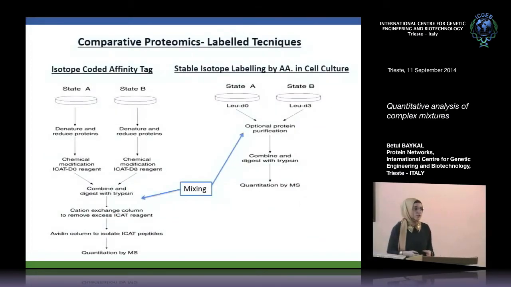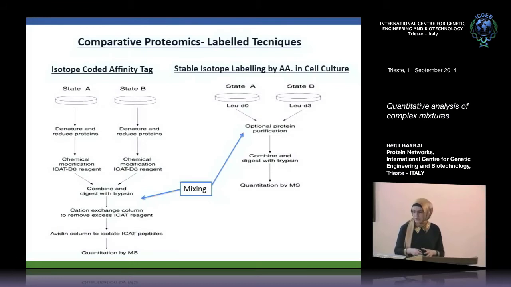And in labeled techniques, there are 2 main well-used and well-known techniques called ICAT and SILAC. In ICAT, you use chemical labeling reagents to modify the cysteines, and then you do many steps after you combine the sample. And then there is a denaturation step, and then purification steps. It's taking time. While in SILAC, it's the stable isotope labeling kind of tagging.